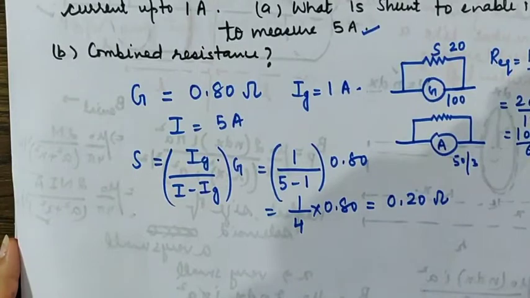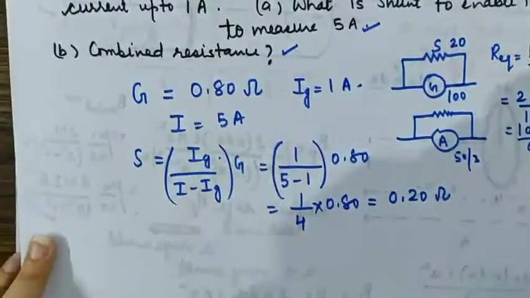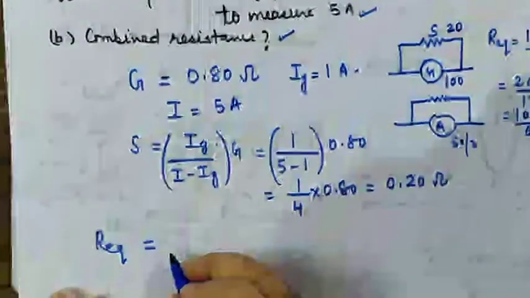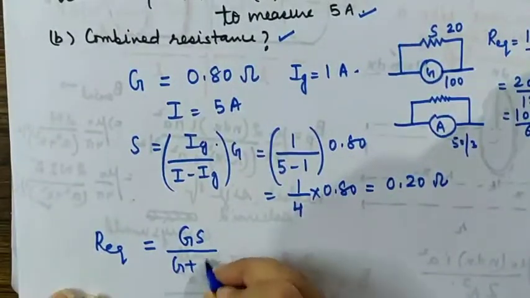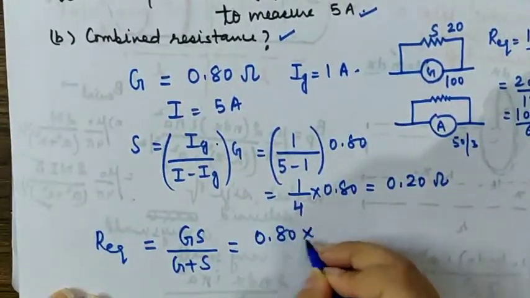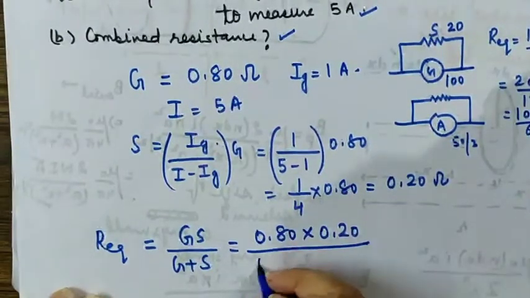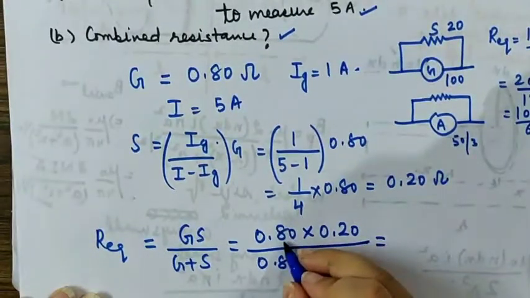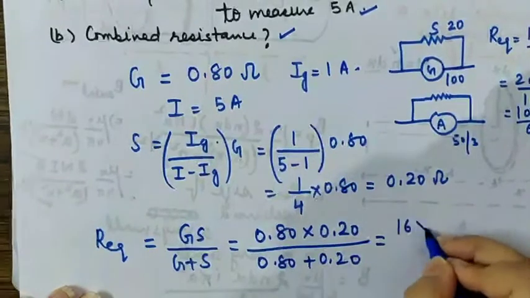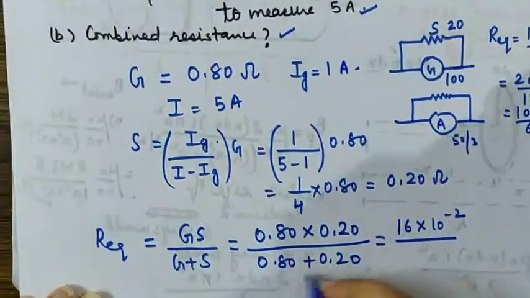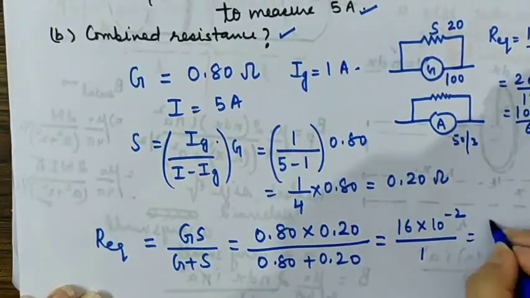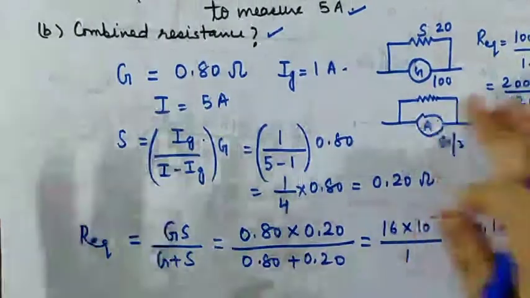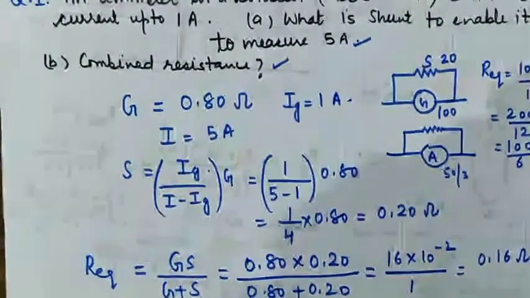So what is the value of shunt that should be connected in parallel? It is 0.20 ohm. And second, they are asking what is the combined resistance. For finding out the equivalent or combined resistance, it will be equal to GS upon G plus S. GS meaning 0.80 times 0.20, divided by 0.80 plus 0.20. Solving it further, it is 8 into 10 to the power minus 1, 2 into 10 to the power minus 1, 16 into 10 to the power minus 2, divided by, adding them we get 1. So overall resistance will be 0.16 ohm. Please check it for this answer and we are over with the concept of ammeter.